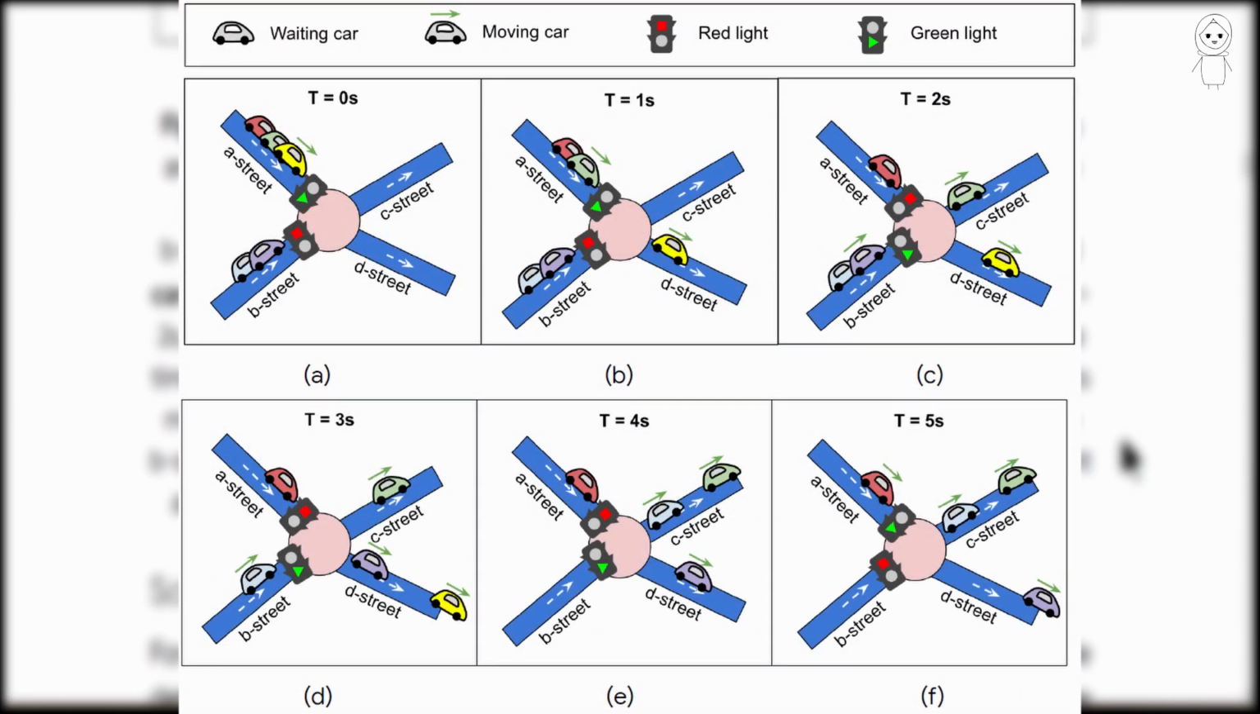Consider an intersection with two incoming streets: A street with 3 waiting cars and B street with 2 waiting cars, and 2 outgoing streets, C street and D street. There are 2 traffic lights, one at the end of A street with T1, 2 seconds, and one at the end of B street with T2, 3 seconds.